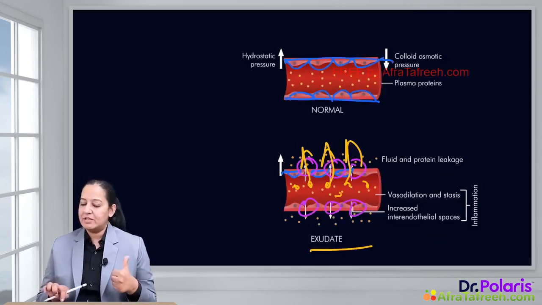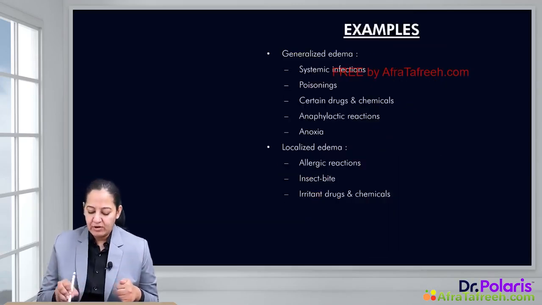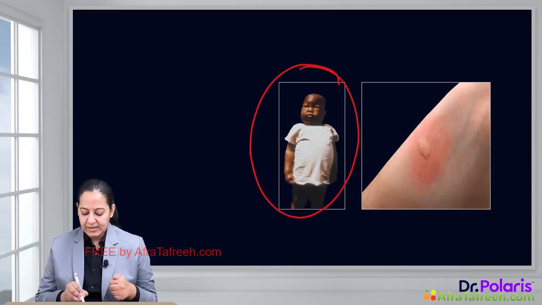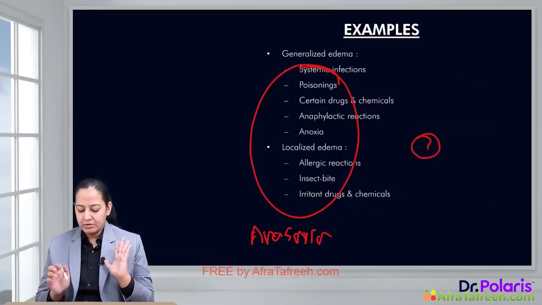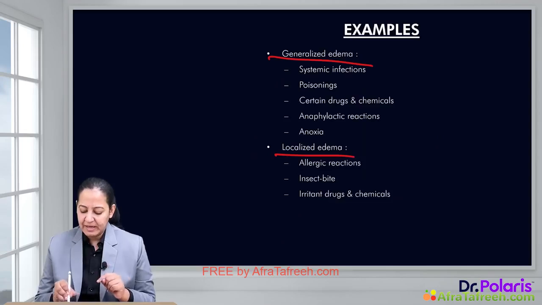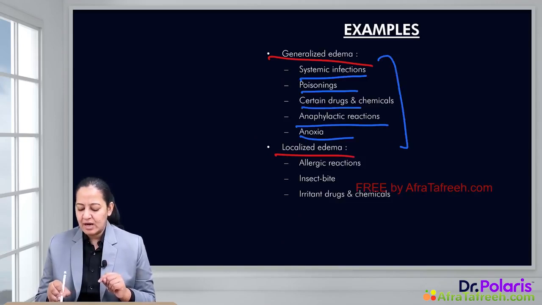So what are the examples of this mechanism? It can be of two types, generalized edema and localized edema. Generalized edema is edema throughout the body. It is known as anasarca. And localized edema is a focal edema at some point of the body. So the reasons for generalized edema can be systemic infection, poison, certain drugs, anaphylactic reaction, anorexia. These are the reasons of anasarca, that is generalized edema.